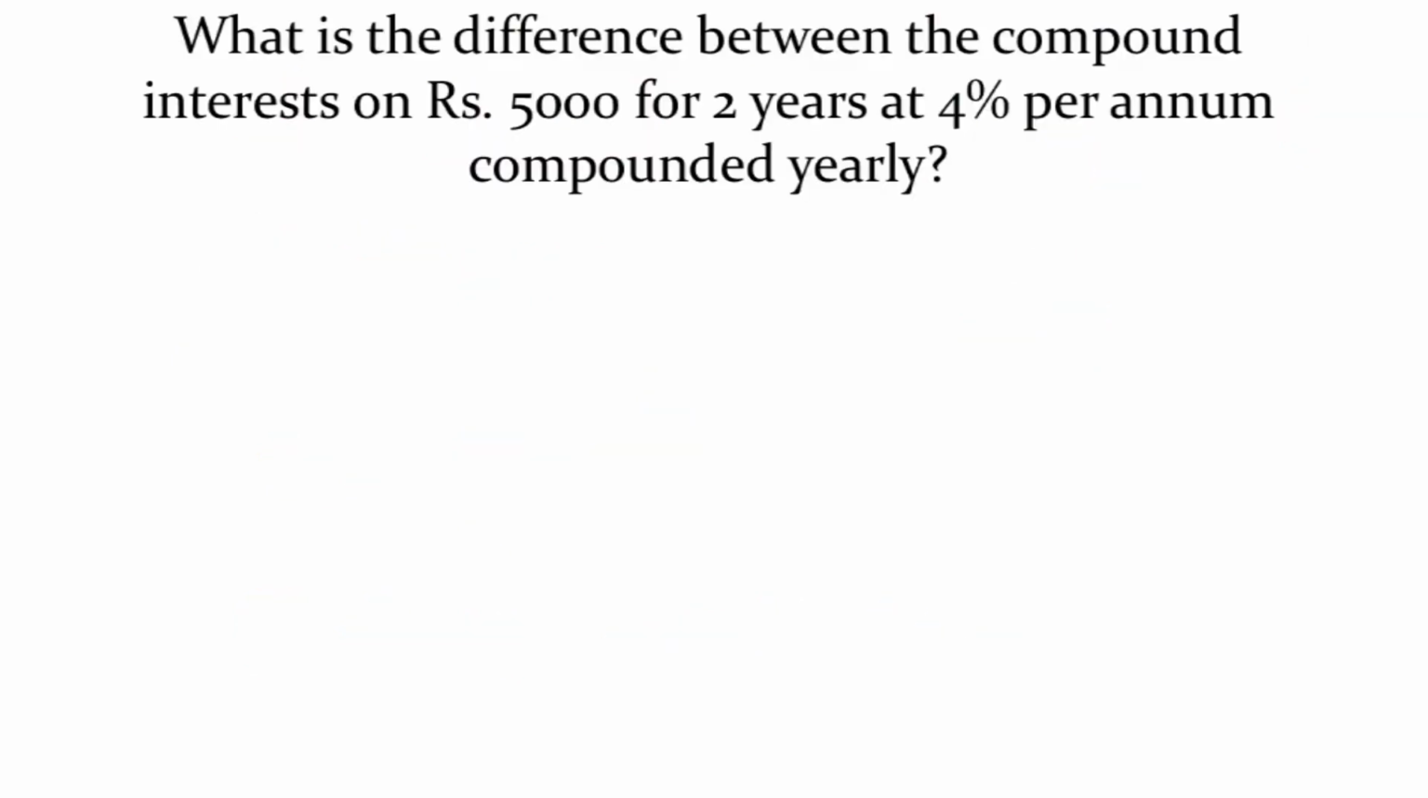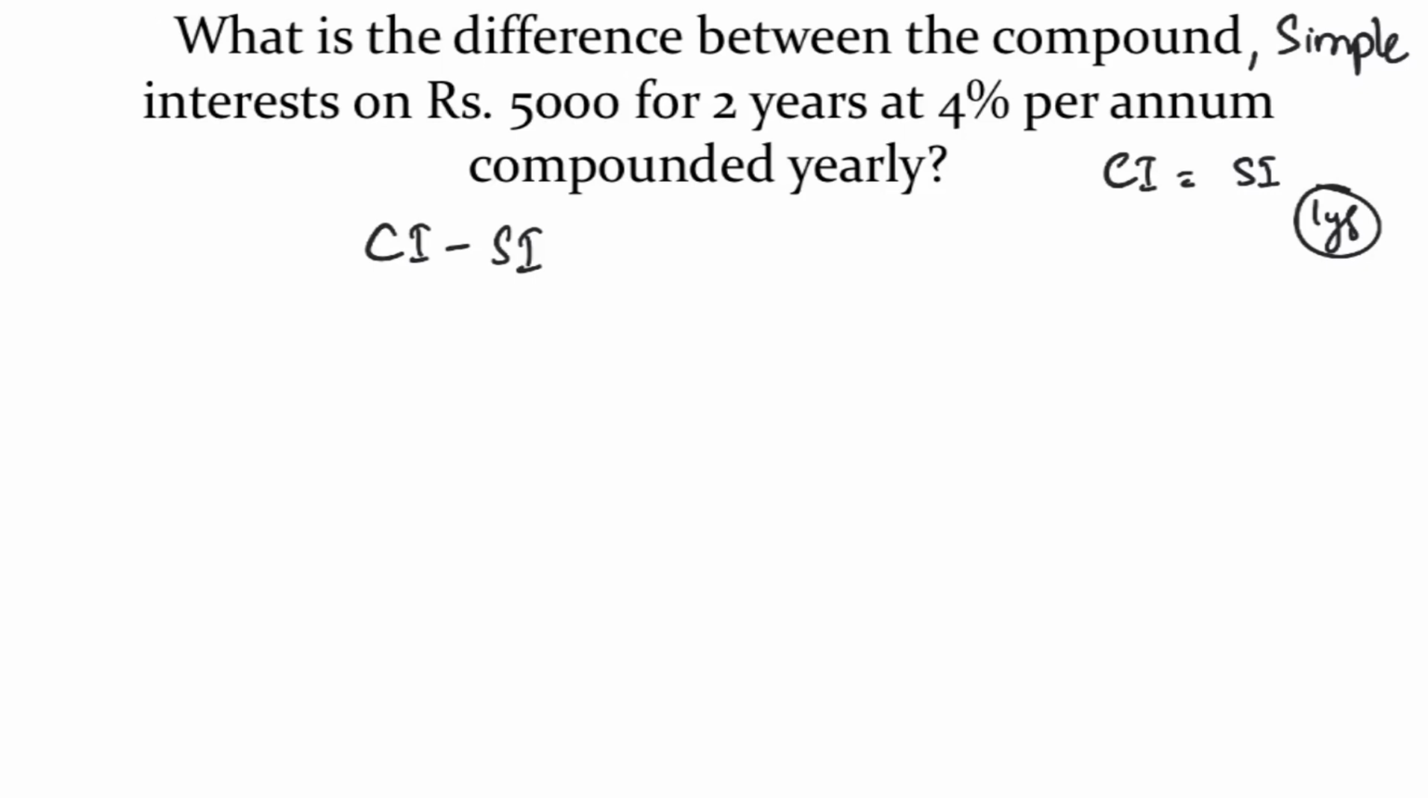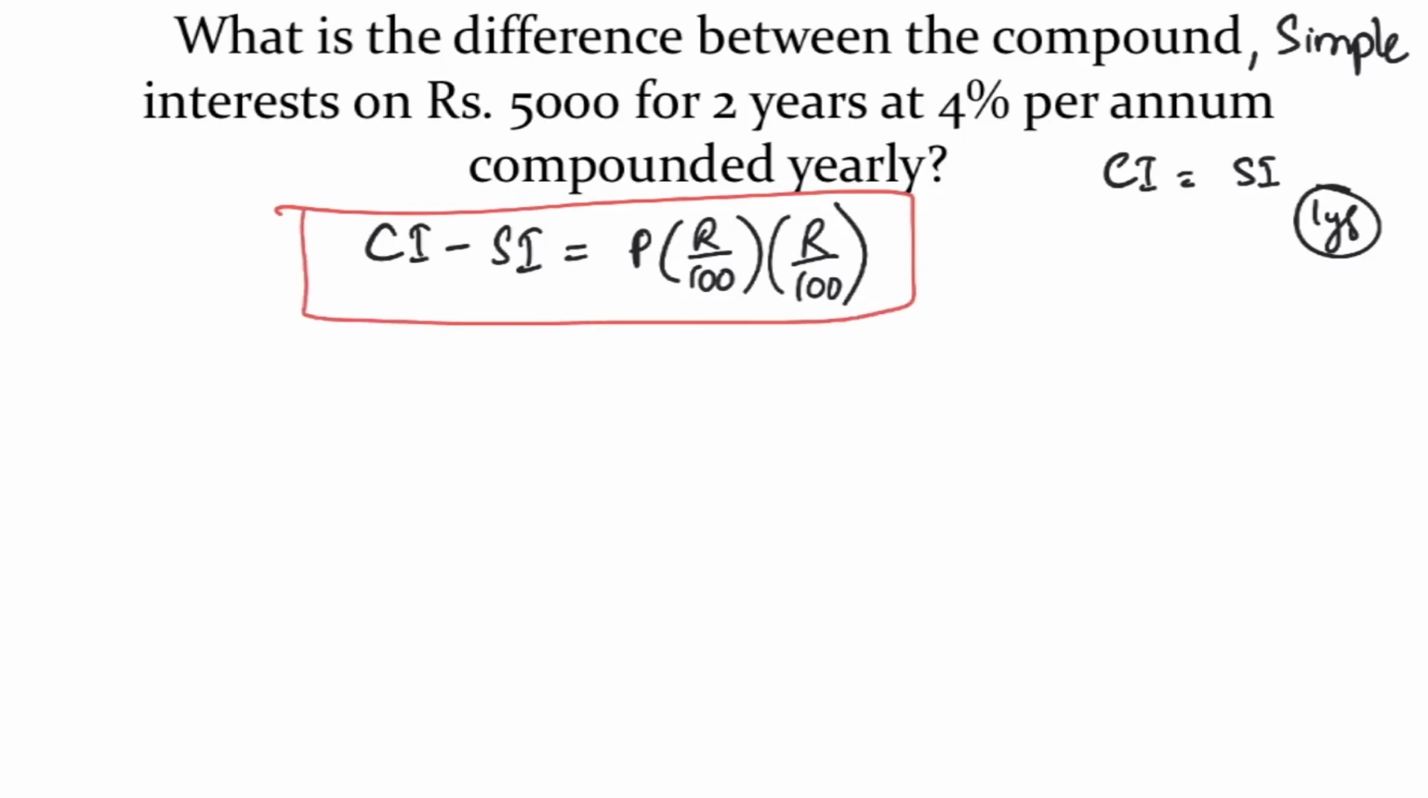What is the difference between the compound and simple interest on 5000 rupees for 2 years at 4% per annum compounded yearly? I told you simple interest and compound interest are equal for the first year, and for the second year definitely compound interest is more than simple interest, and for finding that the formula is P into R by 100 into R by 100. So this is the difference between CI and SI for 2 years.